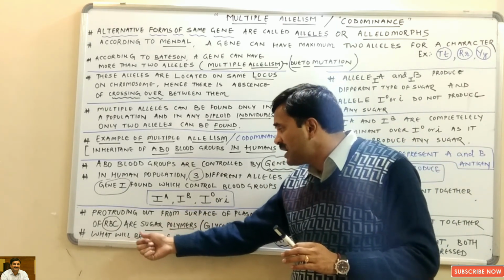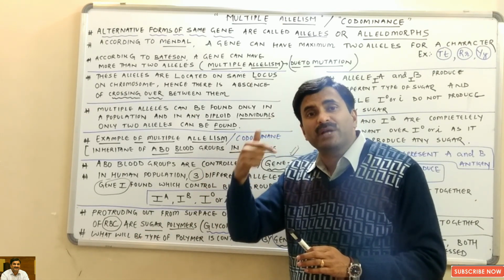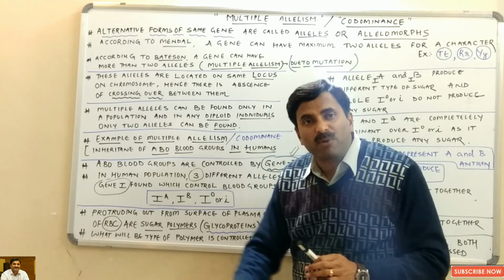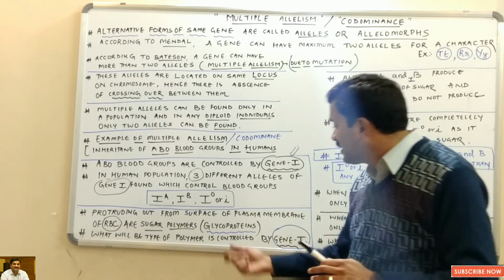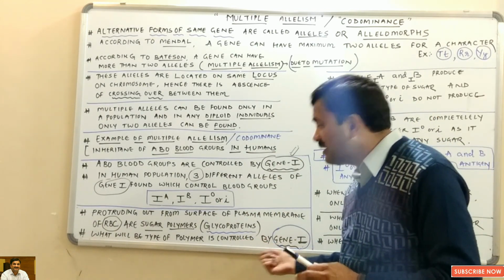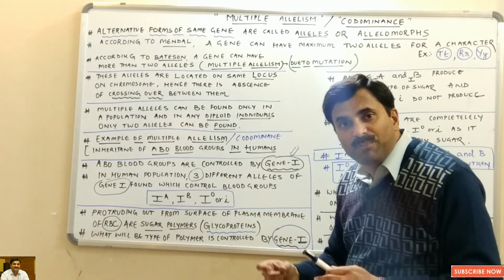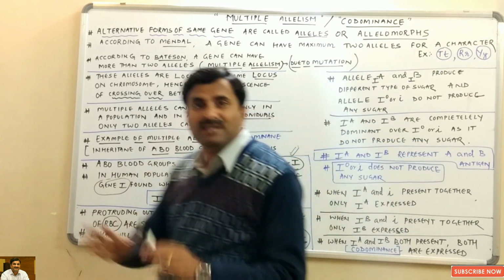Now the question arises: what will be the type of the antigen? The type of the antigen, sugar polymer or glycoprotein present on the RBC surface is actually controlled by the gene I. So the type of polymer present on the surface of the RBC is controlled by gene I.